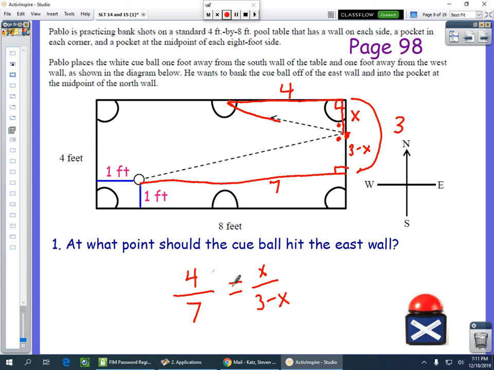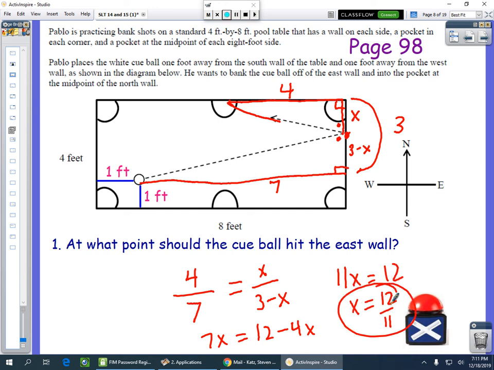If I solve this proportion, I get 7x equals 12 minus 4x. I'm going to add 4x on both sides, so you get 11x equals 12, which means x equals 12 over 11. That means that if you put 1 and 1/12 feet down from the north wall, basically 12/11 down this way, that's where you should aim the cue ball.